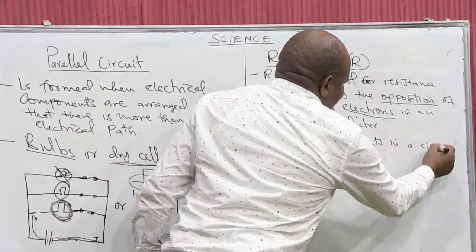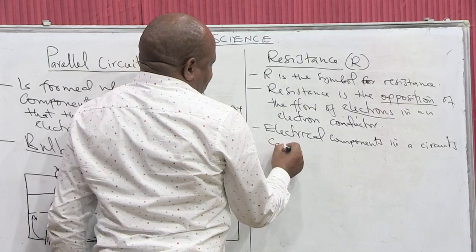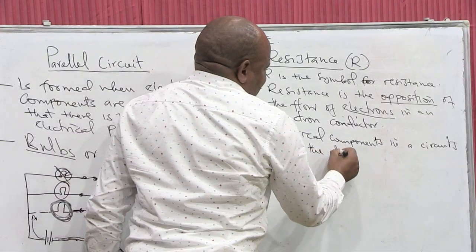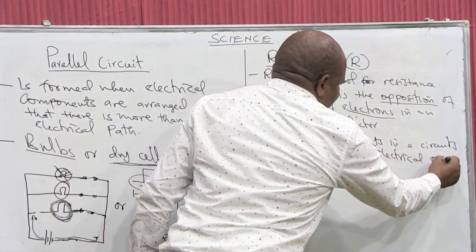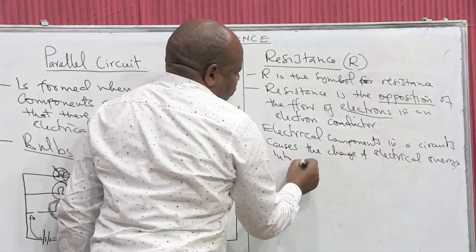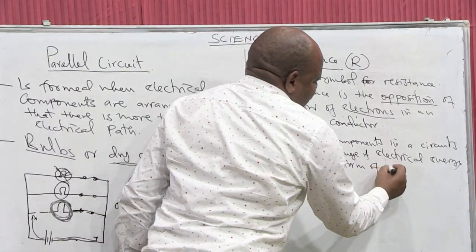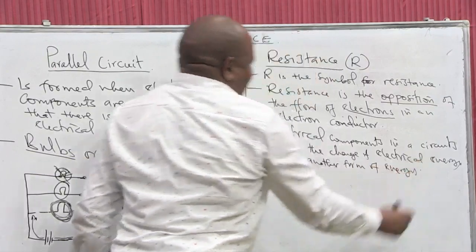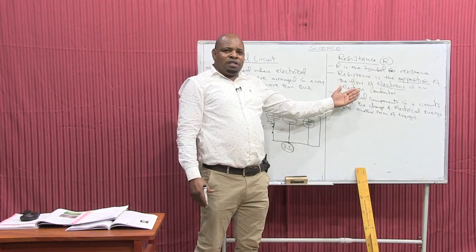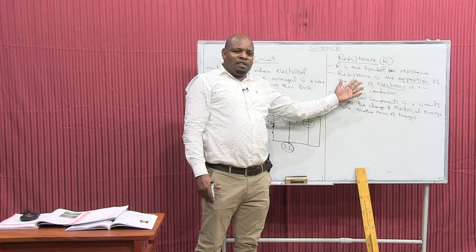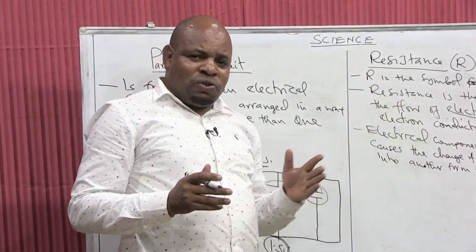So the electrical components in a circuit cause the change of electrical energy into another form of energy. That's what I've said. If you're using a bulb, it will change electrical energy into light energy. If you're using a heater, the heater will change electrical energy into heat energy.